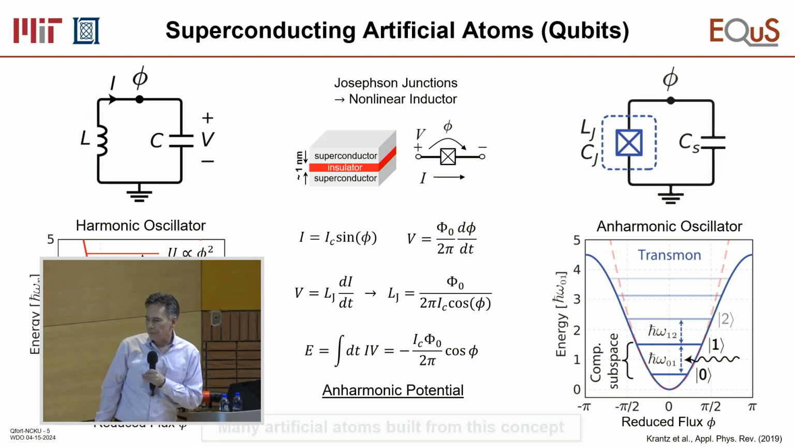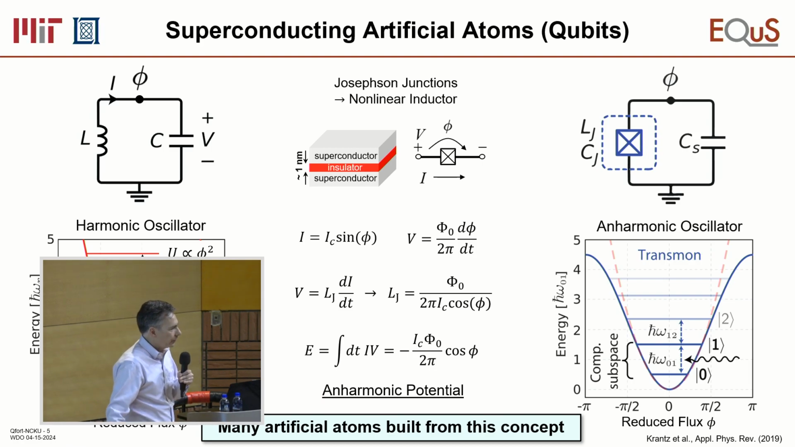So there are many types of artificial atoms that are built from this concept. You might think of this one as our hydrogen atom. It's the simplest one. But by adding more junctions, more capacitors, more inductors, we can make many different elements in this Mendeleev table of artificial atoms.